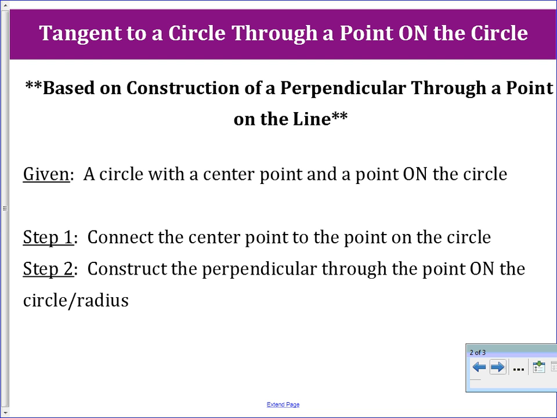So for this tangent to a circle through a point on the circle construction, you are going to begin by connecting the center to the point on the circle, and while you are doing this, you are going to extend your line a little bit. Once you do that, you essentially have a line with a point on it. So you are then going to continue by constructing the perpendicular through the point on the line.